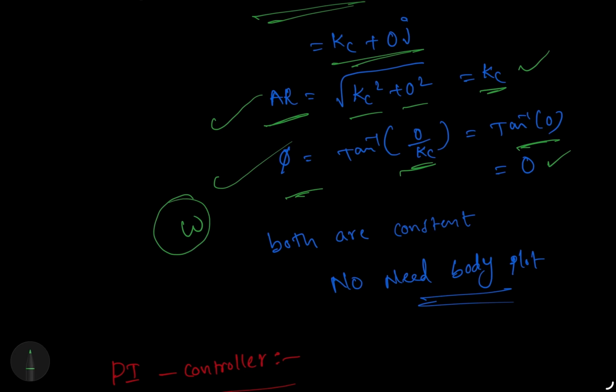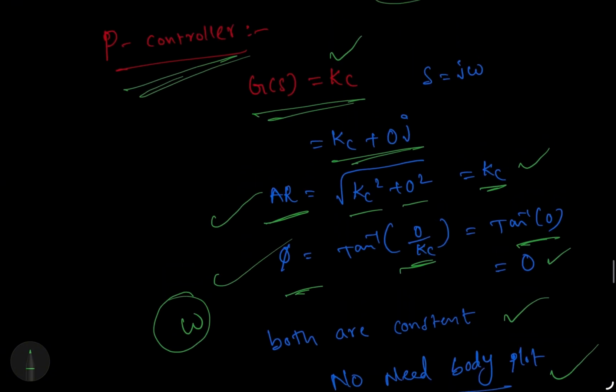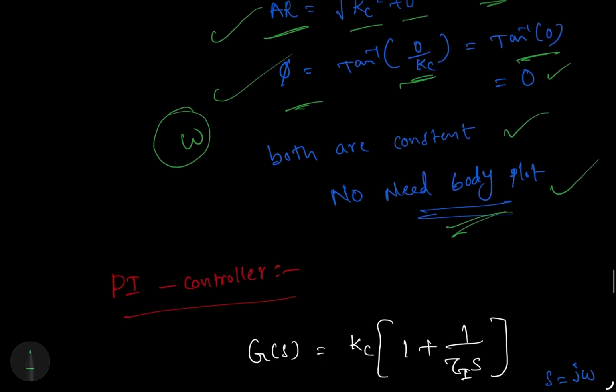That's called W. So the conclusion is that for the proportional controller, both magnitude and phase are constant, and hence no Bode plot is required because there is no variation with the frequency. So there is no need to draw a Bode plot for the proportional controller.